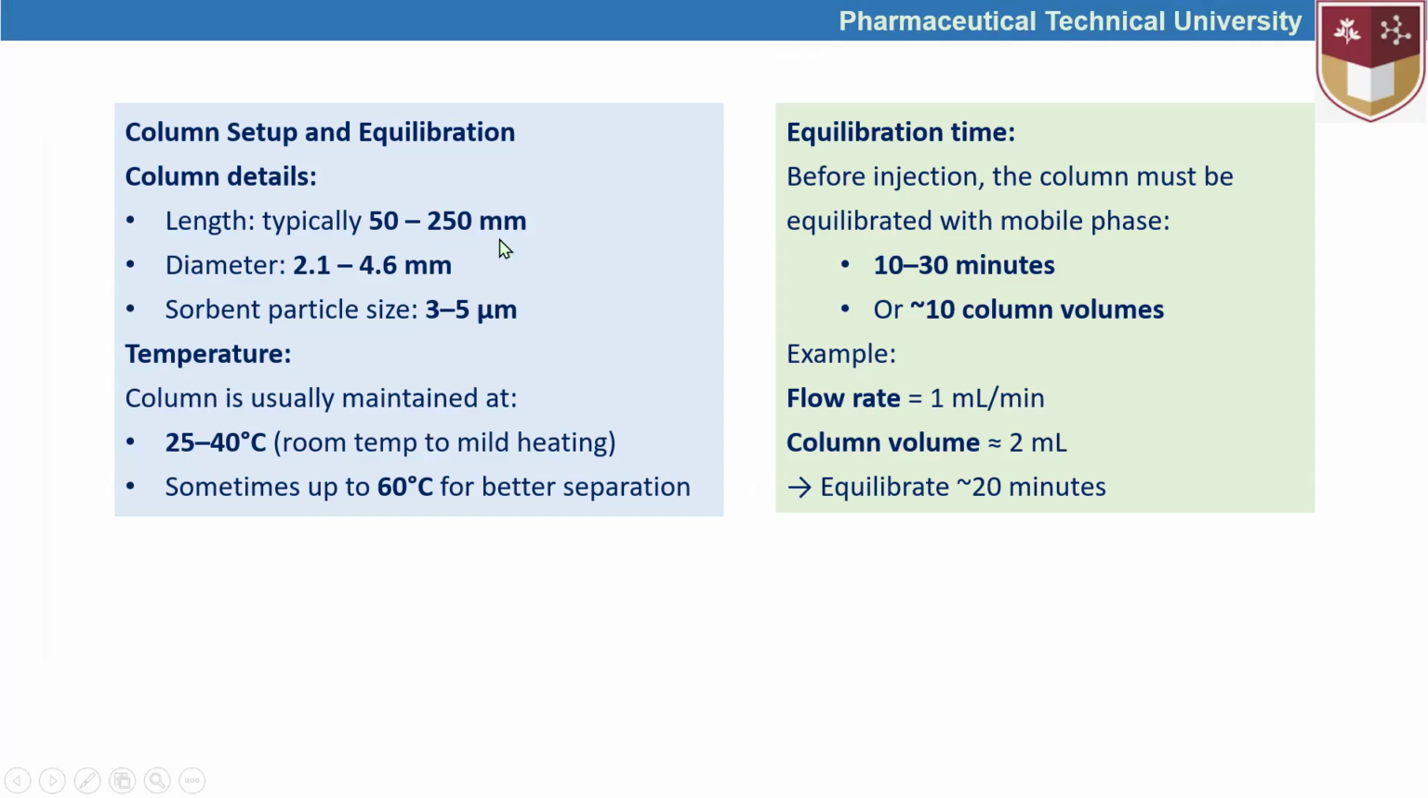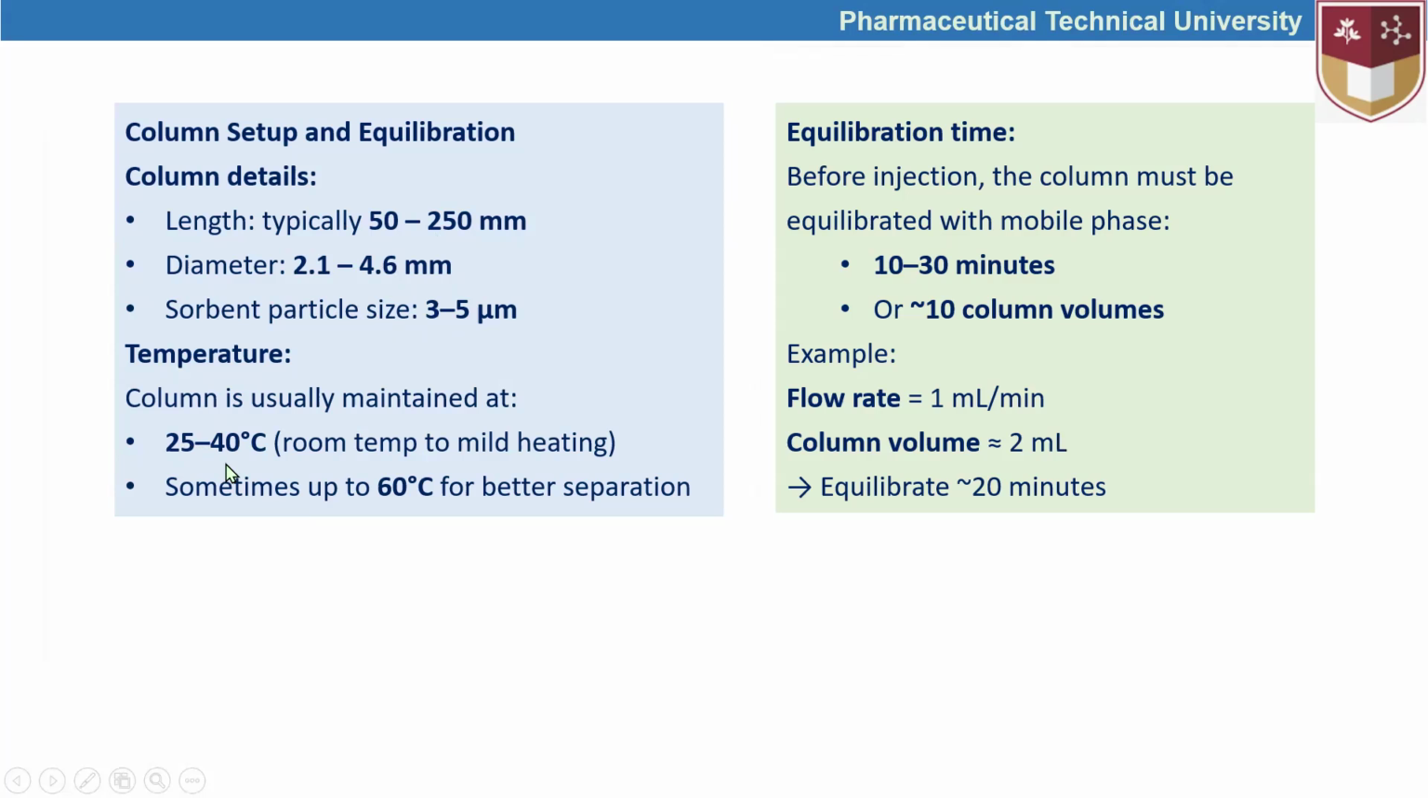The longer the column, the higher the precision of the samples. The longer the column, the more expensive the column. The diameter can be between 2.1 and 4.6 millimeters, and the sorbent particle size is expected between 3 to 5 micrometers. Again, the smaller the sorbent particle, the higher the precision of the separation. And the temperature can vary.